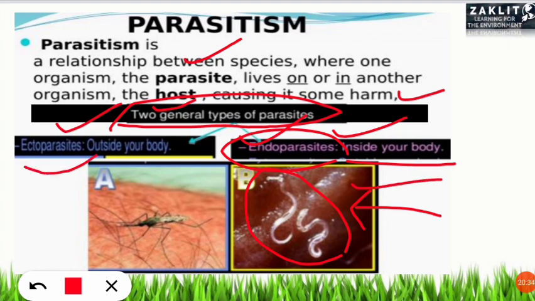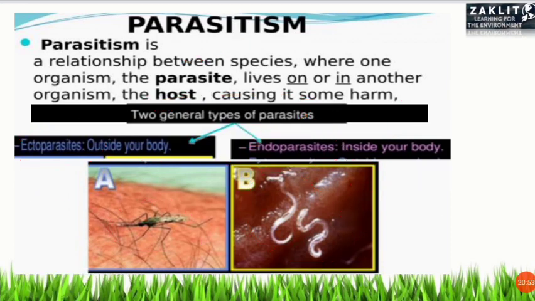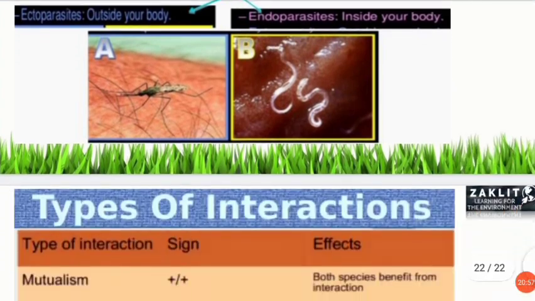And ectoparasites are the parasites which are living outside the body. For example, here the mosquito is living on the outside of our skin and taking the juice, that is the blood, which is giving itself the nutrition from our body by staying outside our body. That is an ectoparasite. So I hope you are clear between endo and ectoparasite. These are the examples of parasitism.